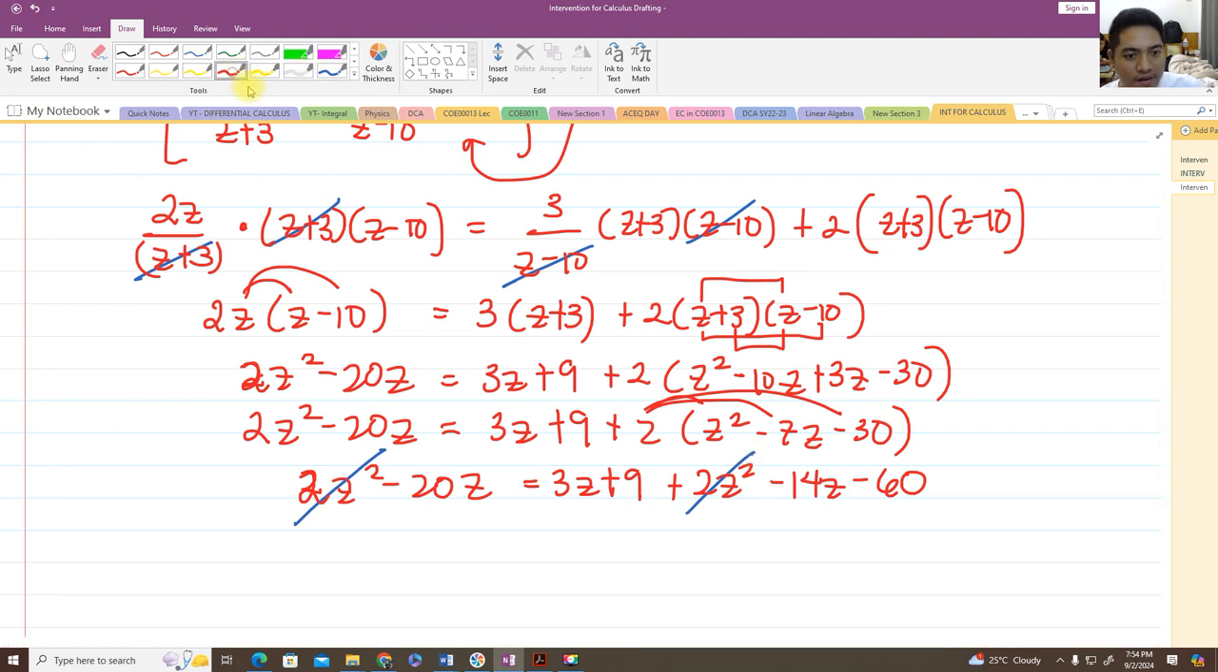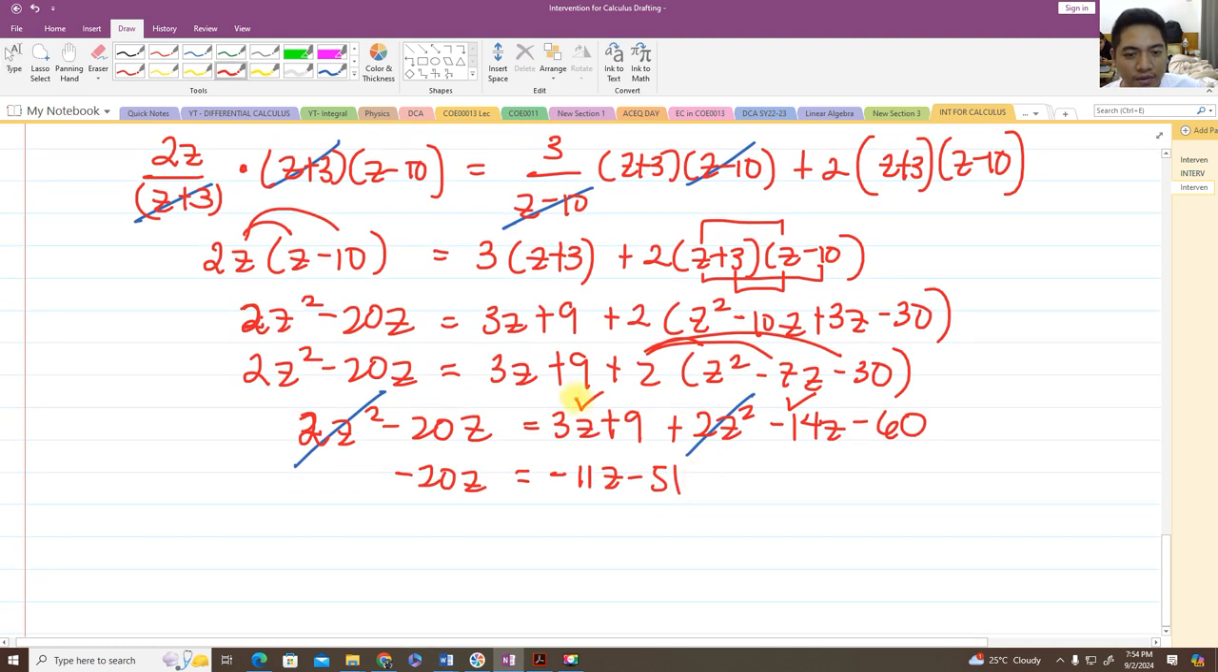So now we are left with negative 20z. And then, to simplify, combine like terms, 3z and negative 14z. So that would be negative 11z. 3 minus 14, so negative 11. Then we have plus 9 minus 60. So that would be negative 51. Alright, combining like terms, I have negative 20z plus 11z equals negative 51. So negative 20 plus 11z, that would be negative 9z equals negative 51.